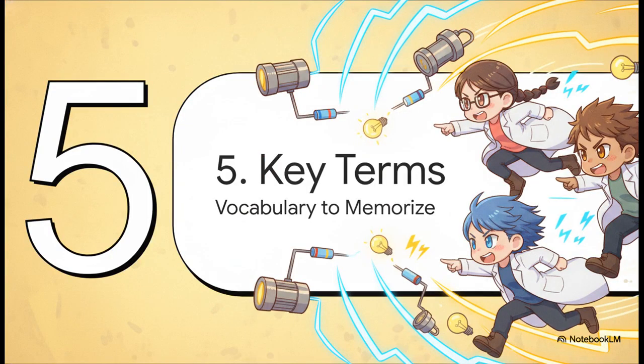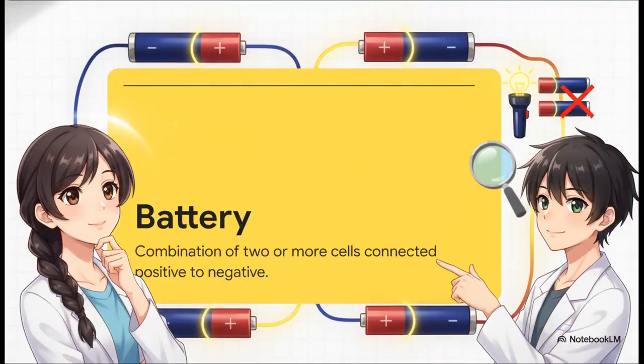Okay, Section 5, Key Terms to Memorize. Let's do a rapid-fire review. First term up, battery. What exactly is it? A battery is just a combination of two or more cells where the positive terminal of one cell connects to the negative terminal of the next. I really want you to remember that specific order, positive to negative. If you just shove two positive ends against each other inside your torch, it simply won't turn on.